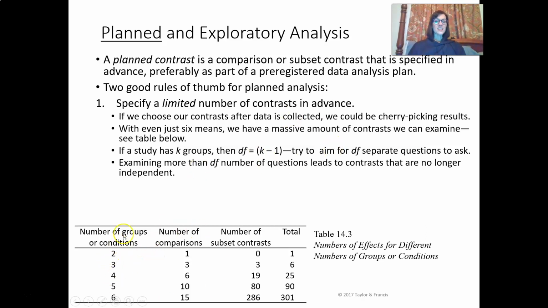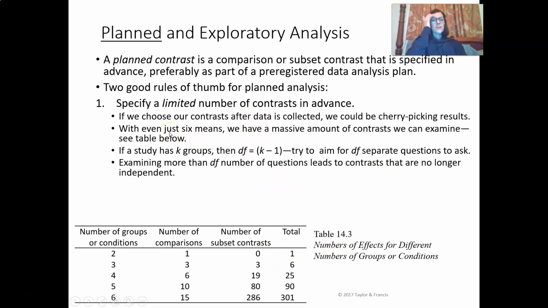So I want you to pay attention to this table below, and it's also in your book. The general rule of thumb is basically this: if a study has K groups, you should try to aim for the number of degrees of freedom of separate questions to ask. So in the case of the Bushman study, with neutral versus sexual versus violent content, there's really only about 2 comparisons that you should probably be doing.